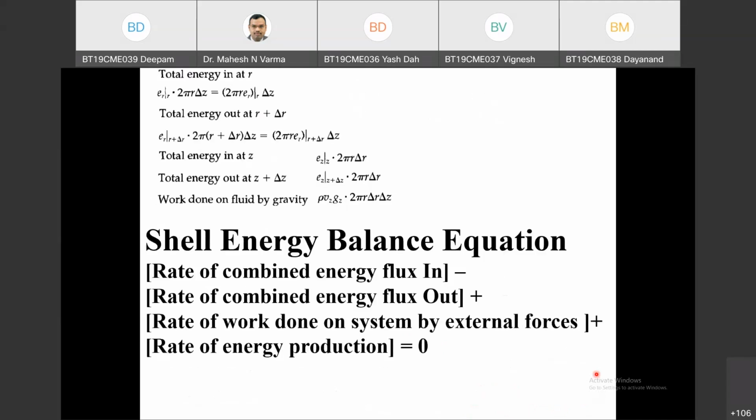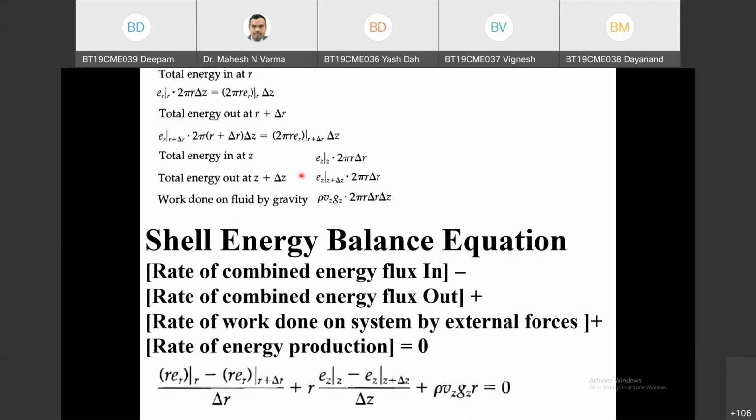Now rearrange this equation and keep it in this shell balance equation. What equation will you get? You need to rearrange this: input minus output, plus this, equals 0. And don't change the location of R. Just let it be R wherever it is R, because you know that ER is a function of R. ER is a function of R; here Z is not coming. So don't change the location of R.